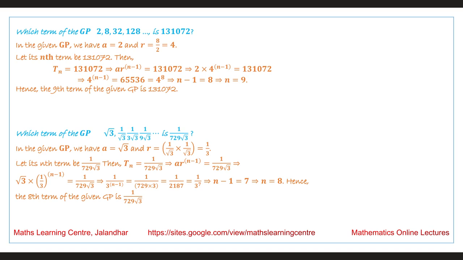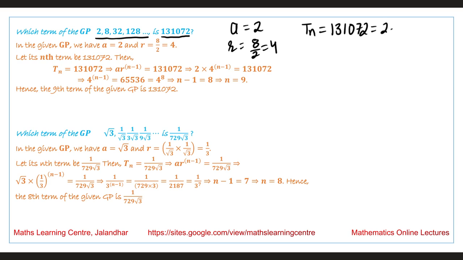Next is: which term of the GP is 131,072? The GP is given to us. We have the value of A as 2. It is given that it is a GP, so the value of R is 8 by 2, which is equal to 4. Suppose the nth term Tn is equal to 131,072. So it is equal to 2 into R raised to the power n minus 1. So it is 2 into 4 raised to the power n minus 1.